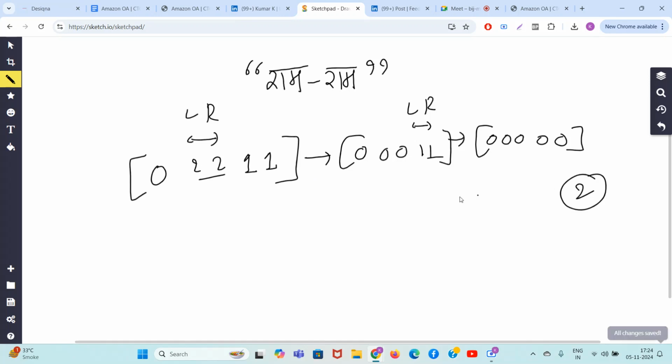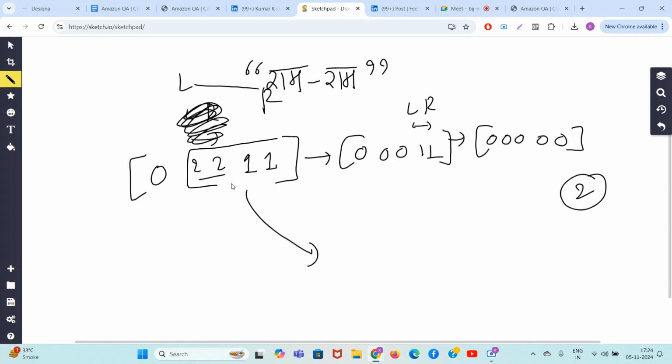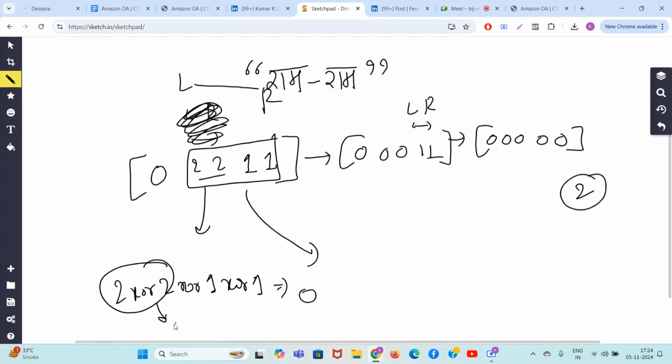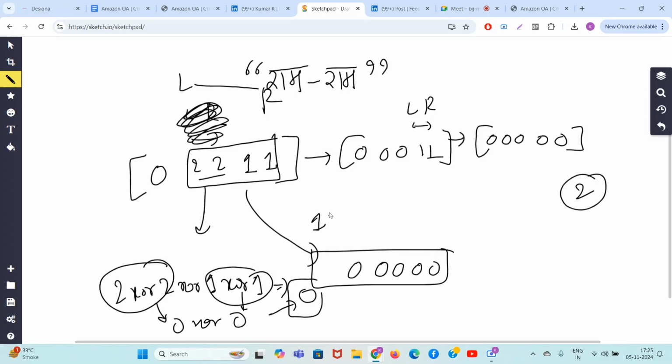No, you can do it in one operation also. How? Directly, don't select this small LR. Select this L and this R. Directly select this part and replace these numbers by their XOR. So guys, what is the XOR of 2 XOR 2 XOR 1 XOR 1? This is actually 0 because 2 XOR 2 is 0. 1 XOR 1 is also 0. So 0 XOR 0 will always be 0. So directly in one move, all can be replaced by 0. So 1 is the minimum number of operations.